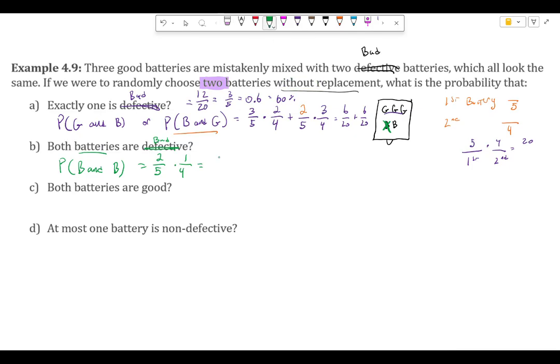So multiply this, we would get 2 out of 20 or 1 out of 10. Again, if you wanted to, you could type this into your calculator and you would get 0.1, which would be the same thing as 10%.